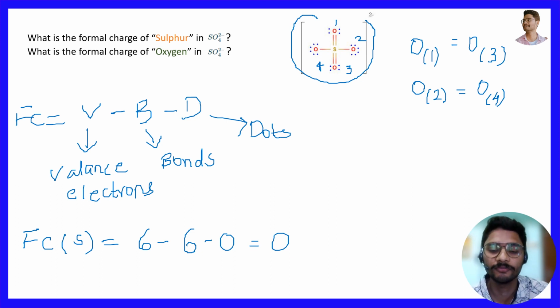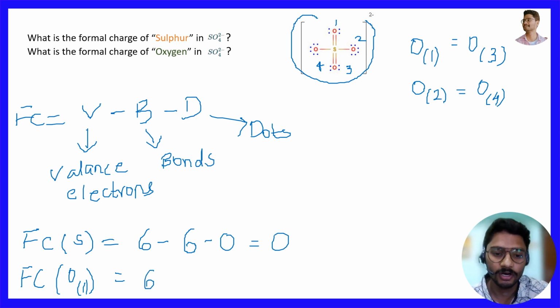So if you find the formal charge of oxygen 1, the formal charge of oxygen 3 is also the same. And if you find the formal charge of oxygen 2, oxygen 4 will also have the same formal charge as oxygen 2. Okay. Now let us find the formal charge of oxygen 1. So here, what is the valence of oxygen? It is 6. Okay. Then the total number of bonds present around the oxygen atom is what? 1, 2. The total number of bonds present around oxygen is 2.